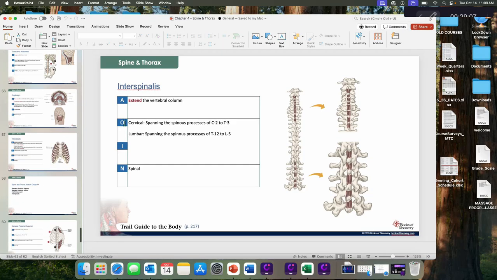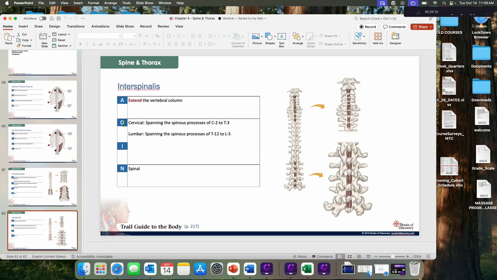All right, you guys got through the spine and thorax. Balla, shot, calla.